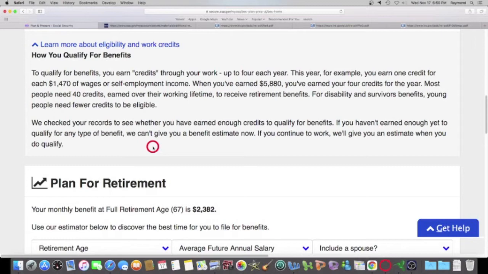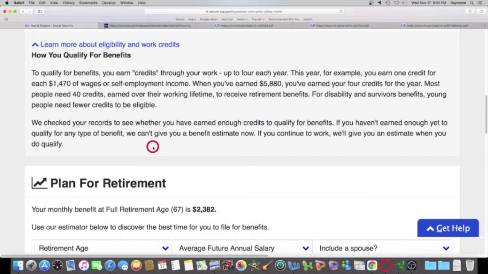So if you made 30,000, 40,000, 60,000, they're going to look at that. They're going to do their math on that, plus an additional 15 years of zeros. So every year you didn't work, you get a 0. Those zeros will average into the 20 years that you work.